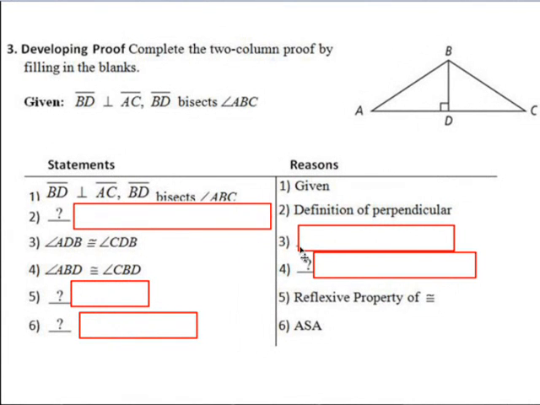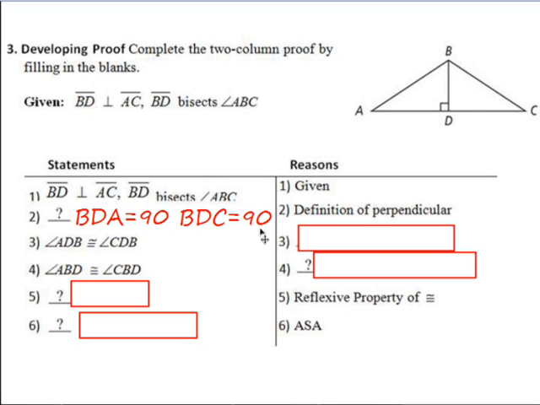Here we start going back and forth. I like when we do this because then we got to think about what to do first. BDA equals 90 and BDC equals 90. Okay, so I know we've said they're perpendicular, but what does that mean? Well, I know they're 90 because of the definition of perpendicular. ADB is congruent to CDB. Well, that's just substitution.